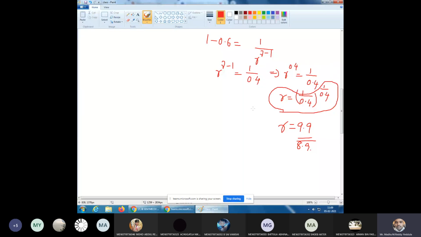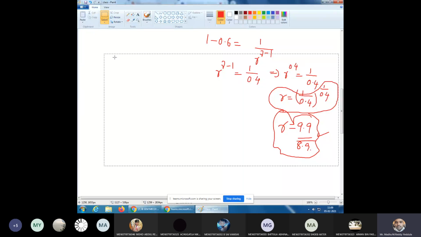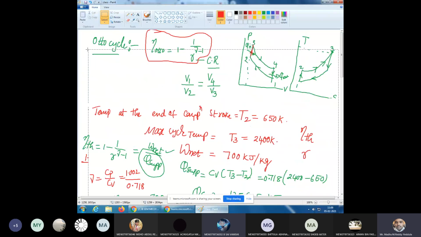Is this equation correct? Yes, sir. Okay. This is the procedure, right? If somebody gets 7 point something or 8 point something, okay, this is the way to calculate the compression ratio. Right, we'll go to the next problem. Clear this one, students? Yes, sir. Hello, students, please reply.